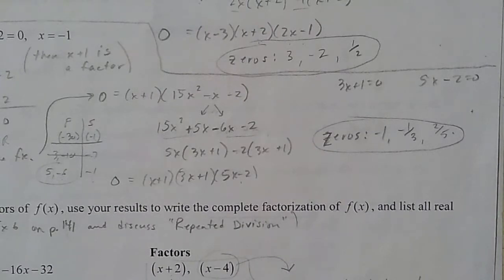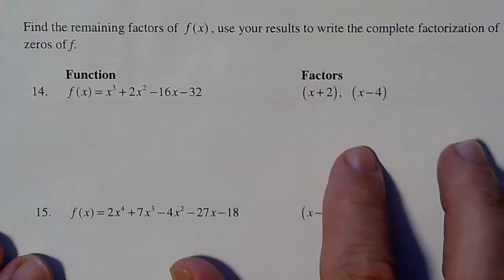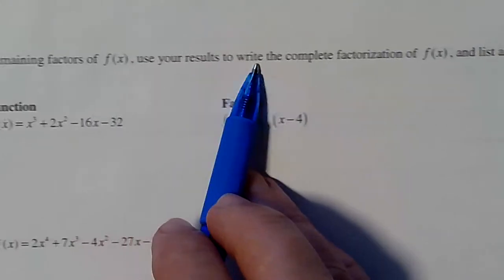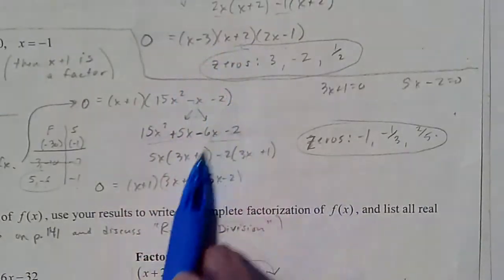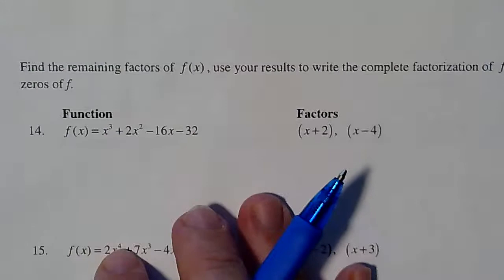Okay, let's move on to 14 and 15 now. It's going to piggyback a lot off what we just did. It says find the remaining factors of f of x. Use the results to write the complete factorization of f of x. Basically, complete factorization just means break it down as far as you can. And then go ahead and list all the zeros of the function.